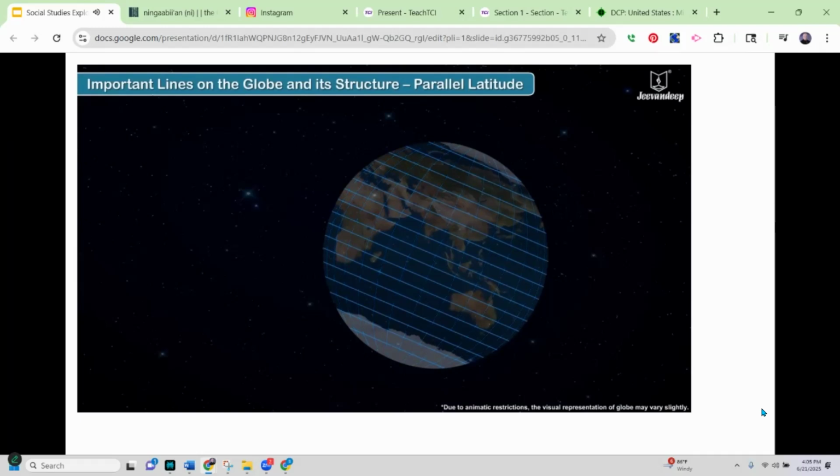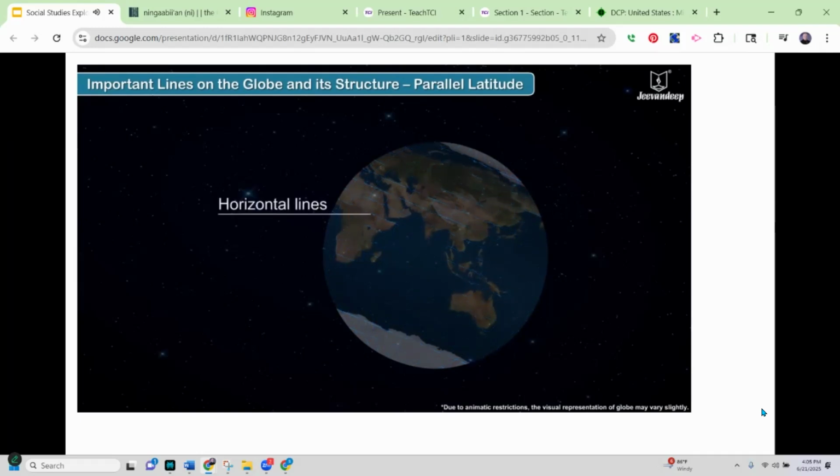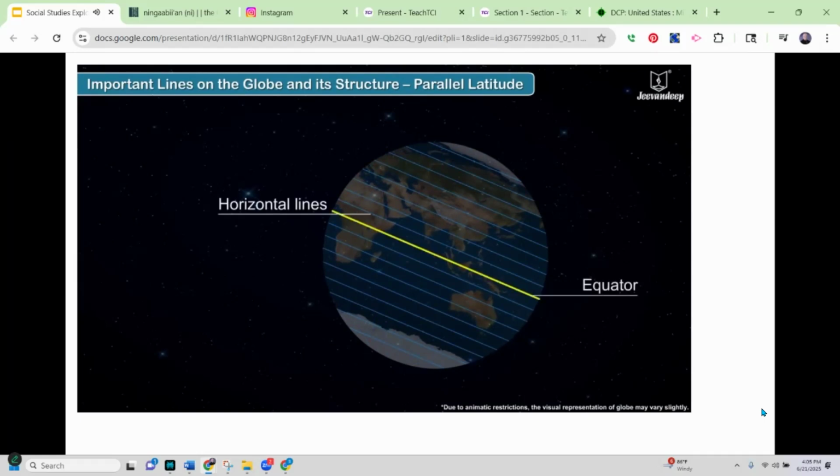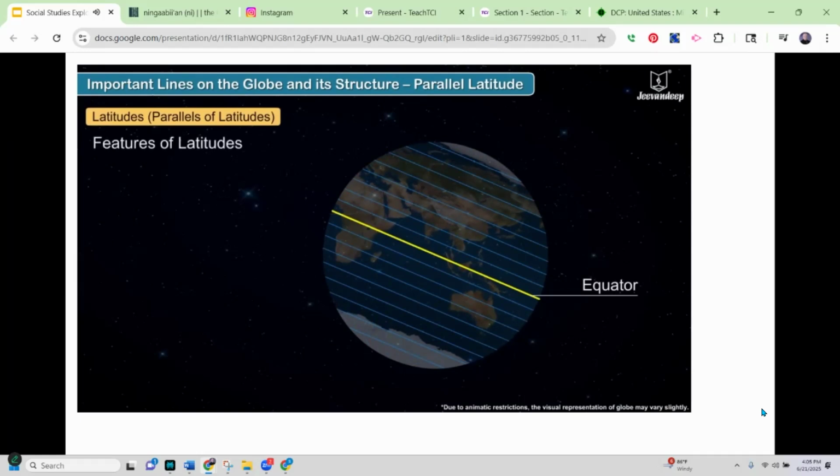Parallels of latitude. When we look at a globe, we find horizontal lines drawn on it running parallel to the equator. These are called latitudes or parallels of latitudes. Some important features of latitudes.